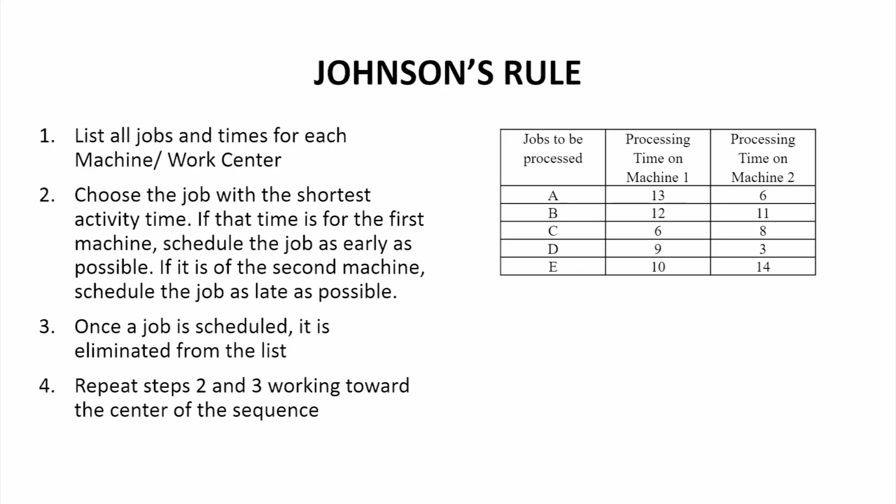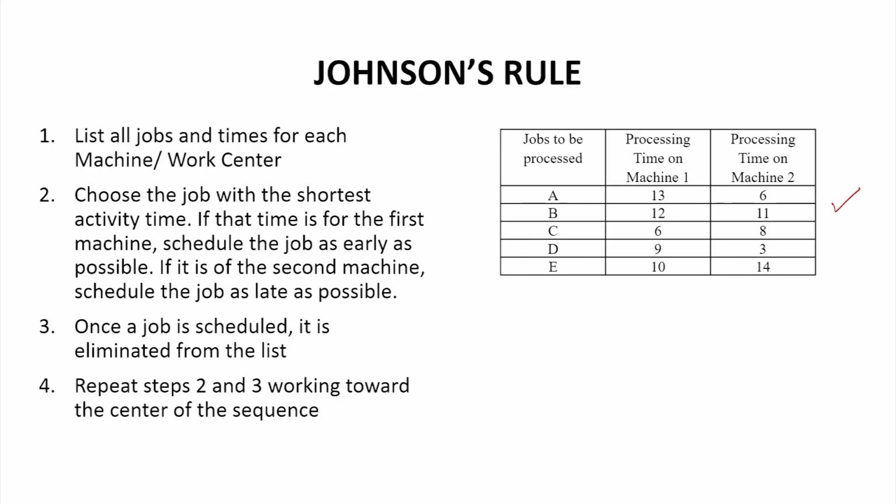We applied Johnson's rule and found that we were able to reduce the total make span time by around 17%. So, that is the improvement in efficiency by applying Johnson's rule. The steps in Johnson's rule, just to recollect: list all jobs and the time for each machine and work center. Choose the job with the shortest activity time. If that time is for the first machine, schedule the job as early as possible. If it is for the second machine, schedule the job as late as possible. Once a job is scheduled, it is eliminated from the list, and we repeat steps 2 and 3, working towards the center of the sequence.